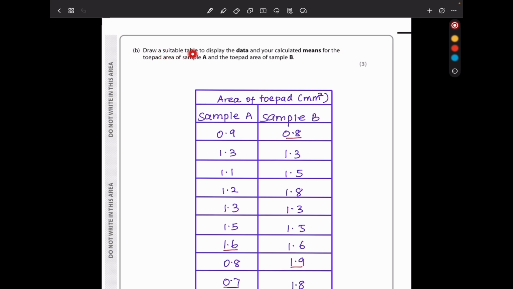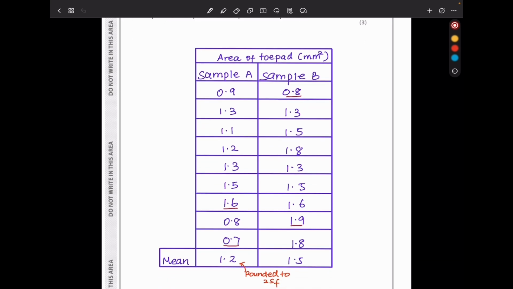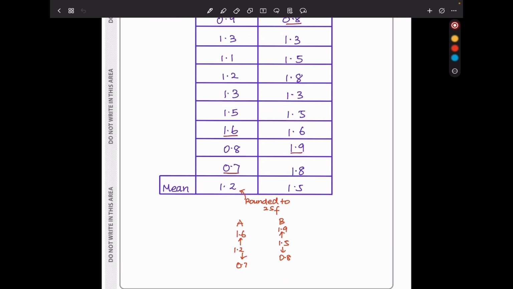In part B, they say draw a suitable table to display the data and your calculated means for the toe pad area of sample A and the toe pad area of sample B. This is how I presented my sample. We have sample A, the values are there, and the value for sample B. My means for sample A, I have that, and here I have that. So the lowest value here is 0.7, the highest value is 1.6, the lowest value here is 0.8, the highest value is 1.9, so we can compare the lowest and the highest with the mean values that were obtained.